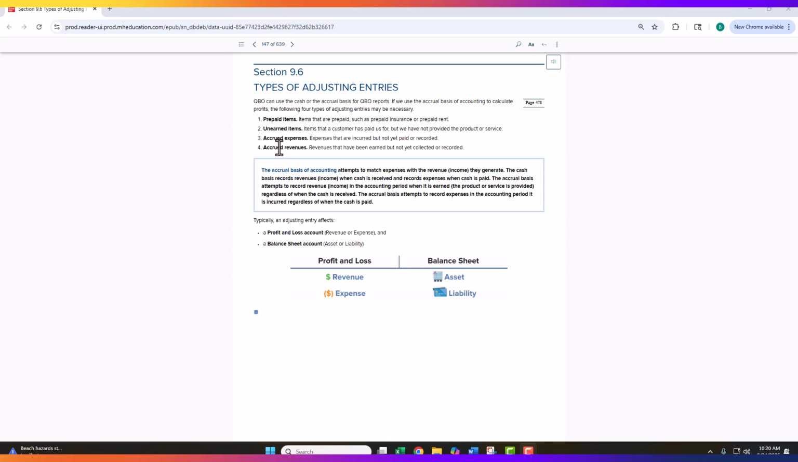And then we have 2 more categories. Accrued expenses, those are expenses that are recorded before they are paid. And then accrued revenues are revenues that are earned but have not yet been recorded or collected.